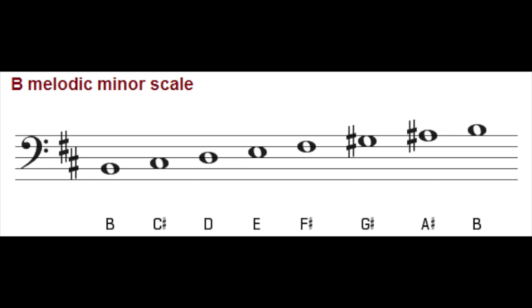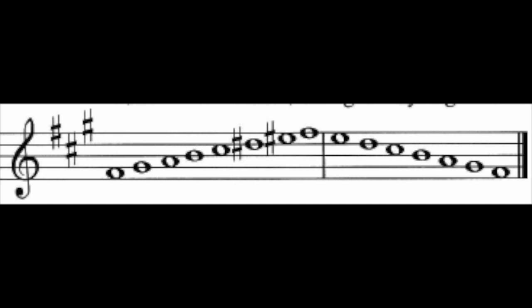The melodic form is similar but different from the harmonic form. So you can see here with this example of an F-sharp melodic minor scale that they raise the sixth and seventh scale degrees on the way up, but they don't do anything to them on the way down.